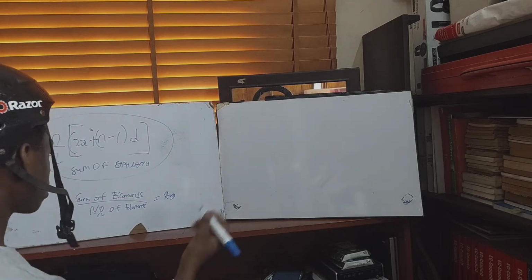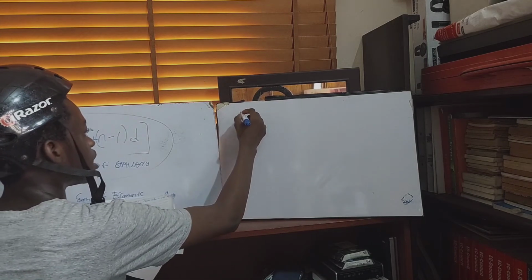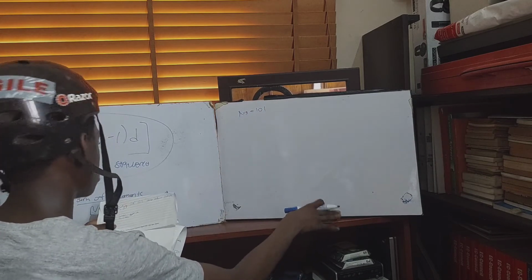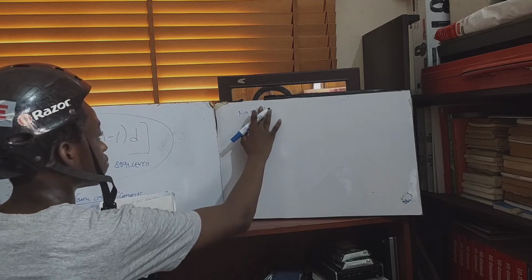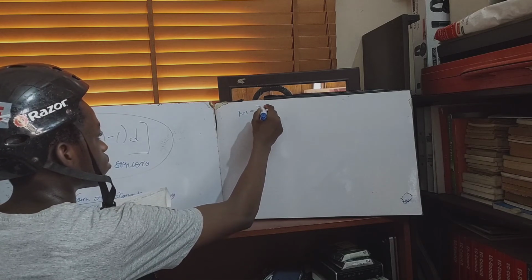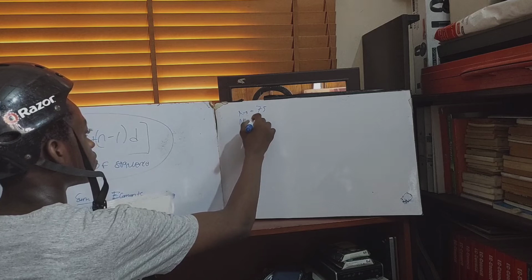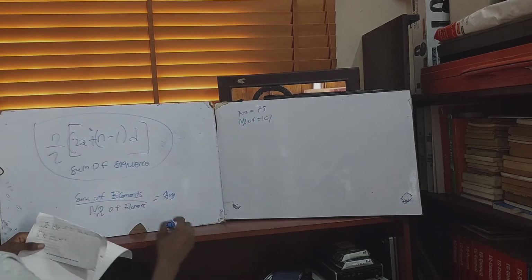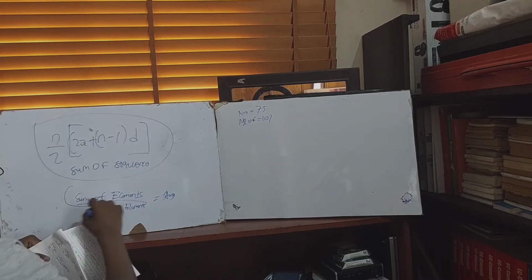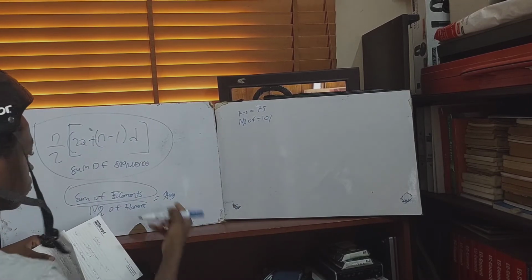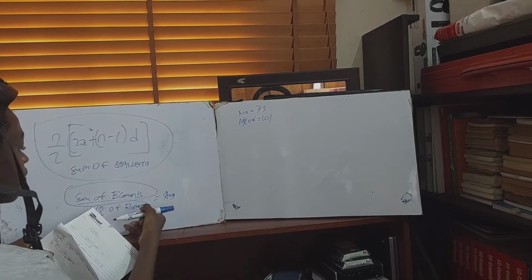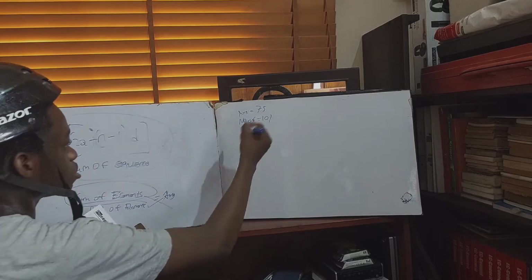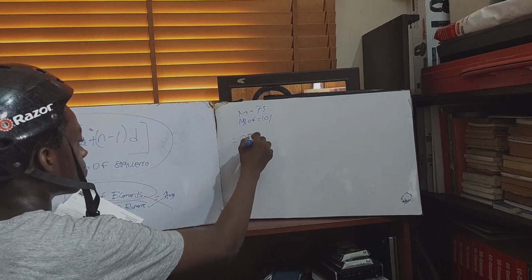Now, here in this question, we are given the average. We have the average as 75, and we have the number of elements as 101. Now we have the average and number of elements, so we can find the sum of elements. The sum of elements will be the average multiplied by the number of elements, so that will be 75 times 101.